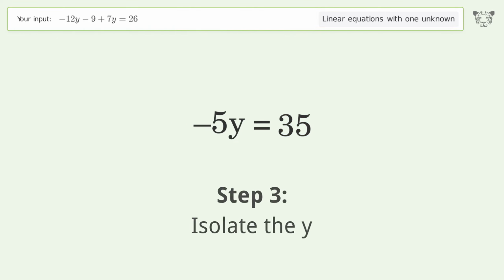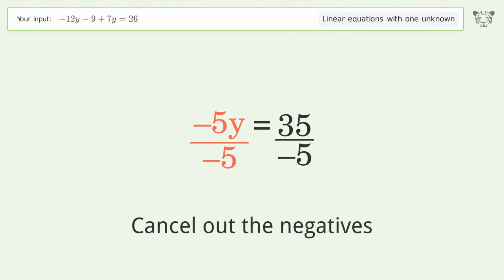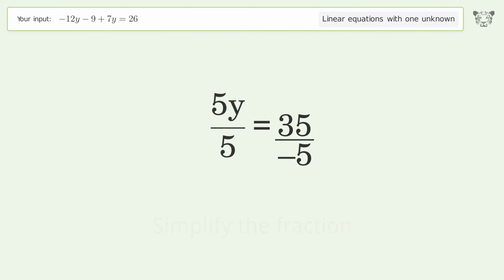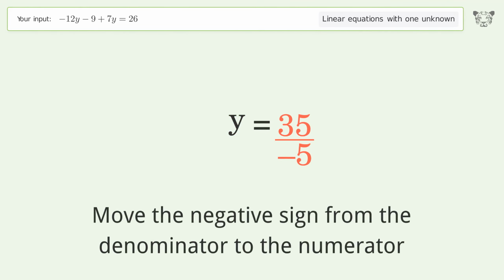Isolate the y. Divide both sides by -5. Cancel out the negatives. Simplify the fraction. Move the negative sign from the denominator to the numerator.